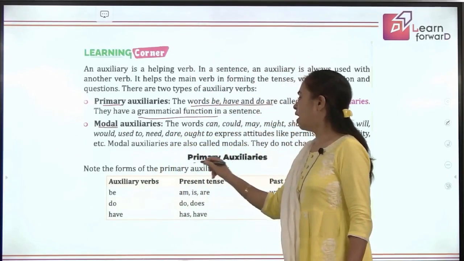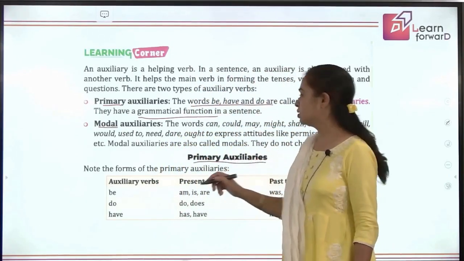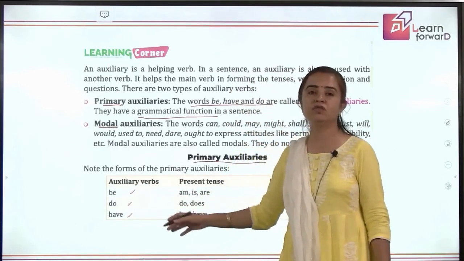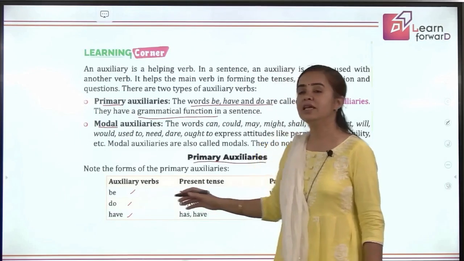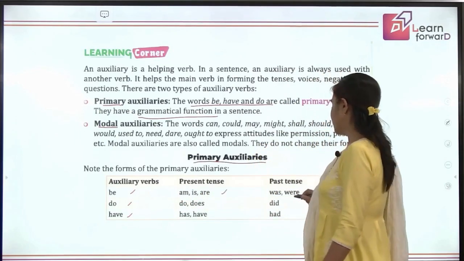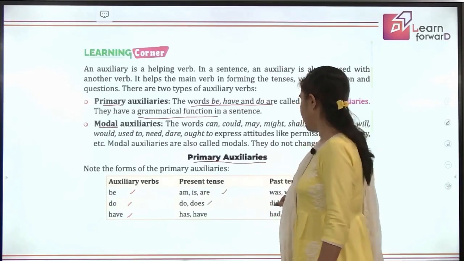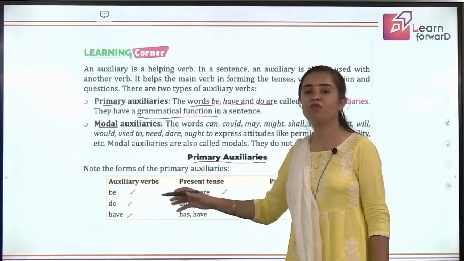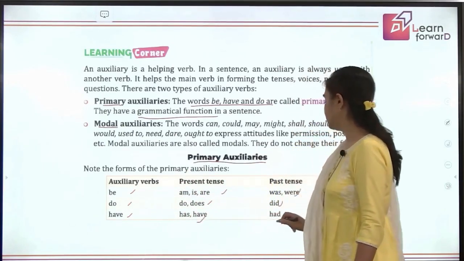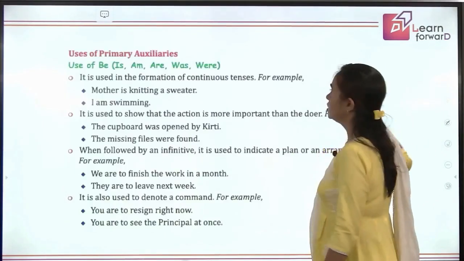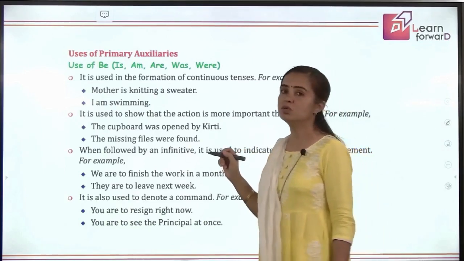So about primary auxiliaries, they are be form, do form and have form. We already know these forms. Be in present is, are, am, and in past tense it is was, were. Similarly, do is do, does, or it can be did in past tense. Have form is has, have in present tense and had in past tense. So these are the primary auxiliaries and we'll be learning about their uses one by one.